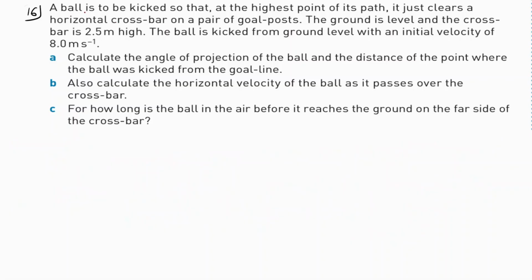Question number 16 says a ball is to be kicked so that at the highest point of its path, it just clears a horizontal crossbar on a pair of goalposts. The ground is level and the crossbar is 2.5 meter high. The ball is kicked from ground level with an initial velocity of 8 meter per second. Part A says calculate the angle of projection of the ball and the distance of the point where the ball was kicked from the goal line.